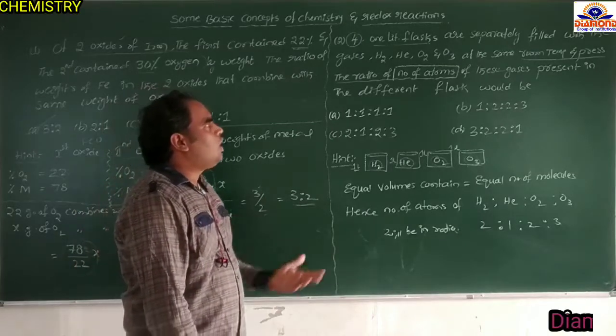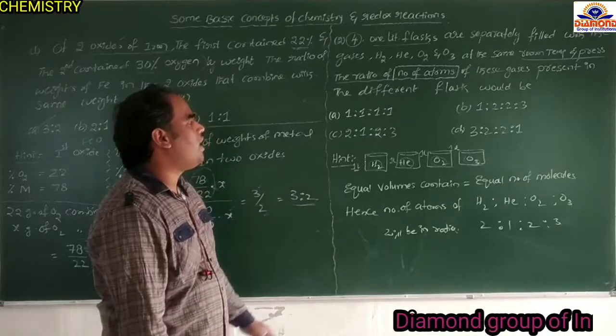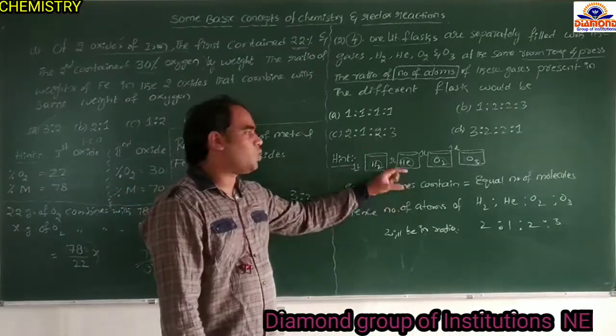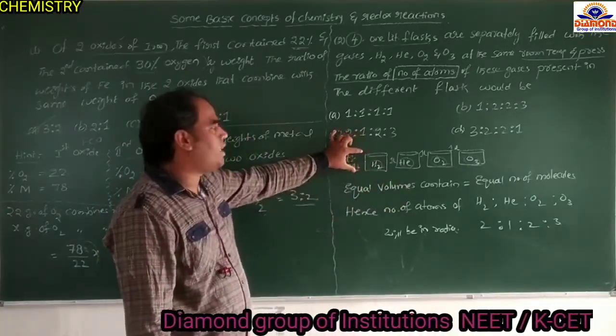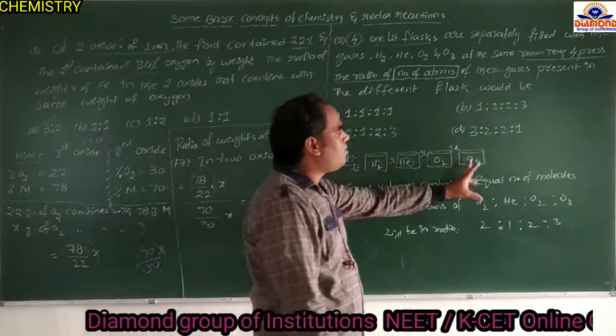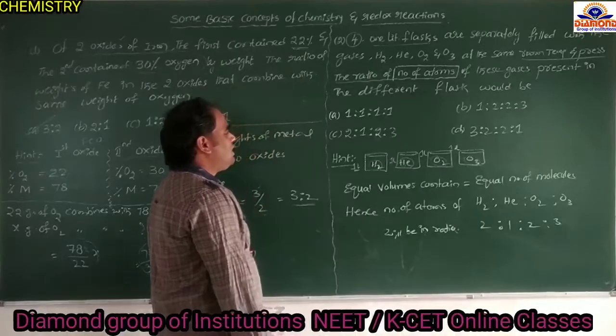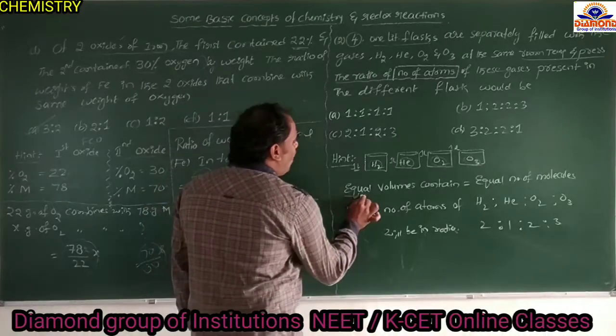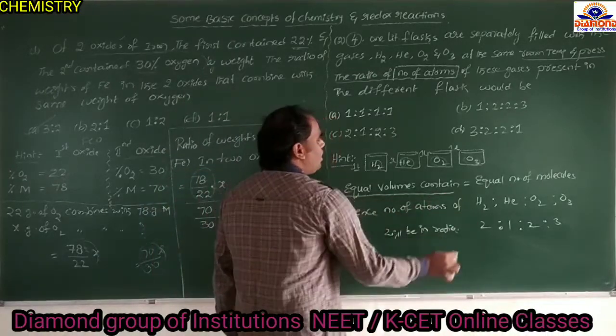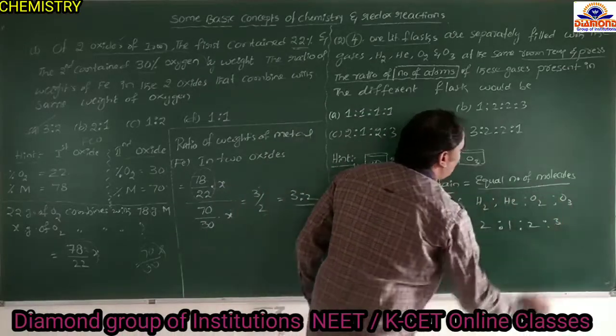Now what do we want to find out here? The ratio of number of atoms. So this flask contains how many atoms? Here how many atoms? Here how many atoms? We want to find out the ratio. So what is the hint here, student? Equal volumes contain equal number of molecules.